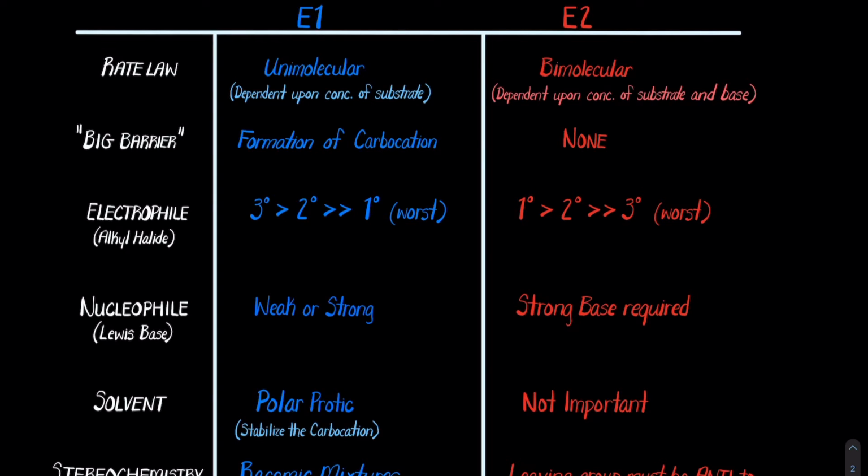Now let's look at the E1 and E2. So rate law, it's going to be pretty much the same exact thing for both of these. The E1 is unimolecular, meaning it's dependent upon only the concentration of substrate. The rate equation only includes that substrate concentration. With the E2, it's bimolecular, so it's dependent upon the concentration of both the substrate and the nucleophile, the Lewis base.